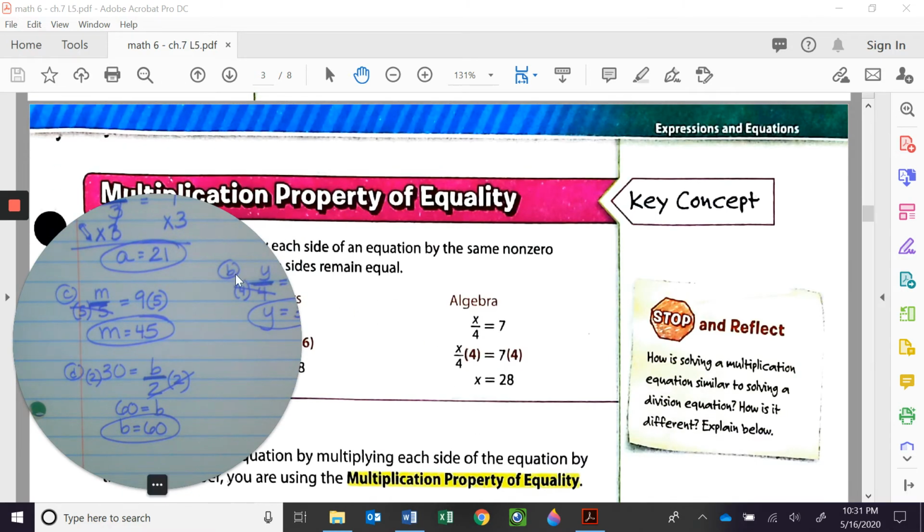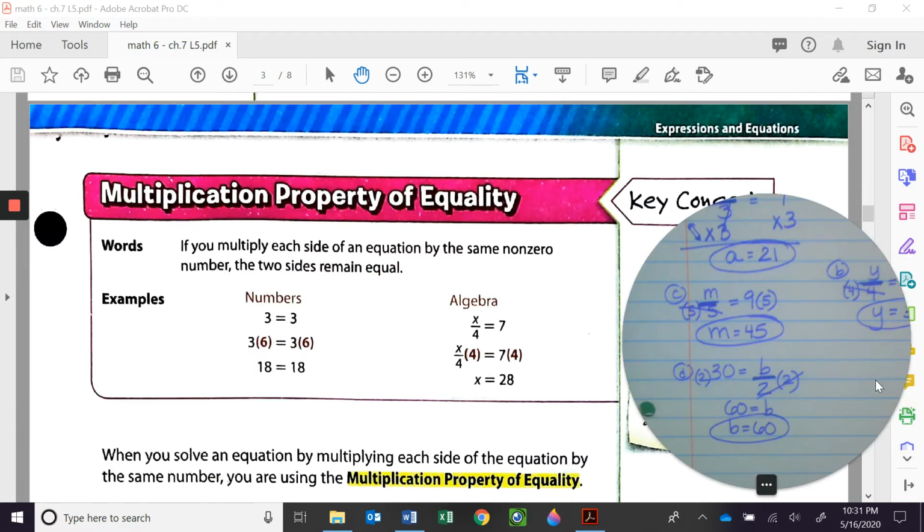Okay, so remember, you want to remember the definition. So multiplication property of equality. If you multiply each side of an equation by the same number, the two sides remain equal. So you can see that in both the numbers example and the algebra example.